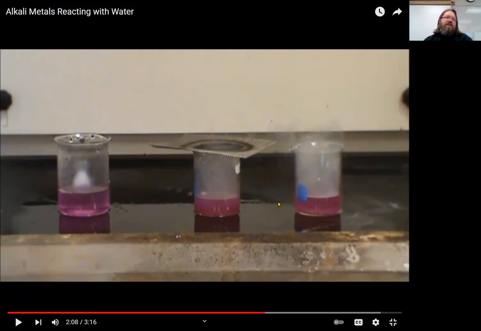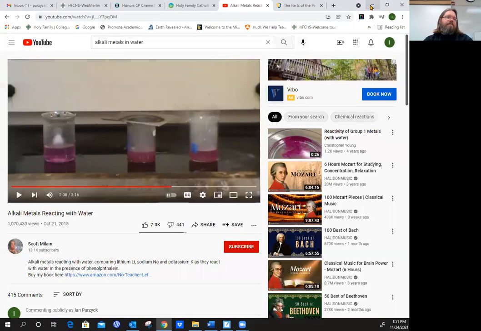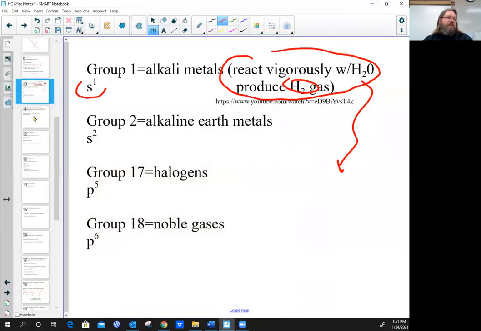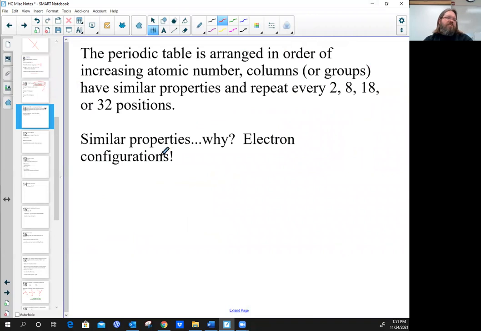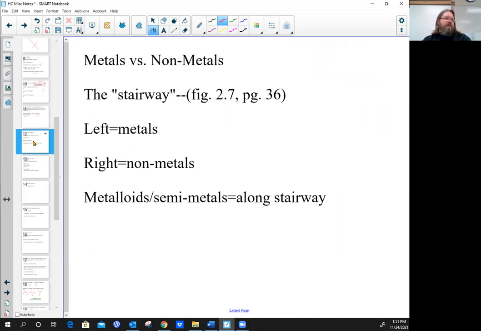All three of these have similar reactions, similar results, but the energy increases as you go down that column in the group 1 elements. Okay. All right, moving onward. So similar properties, and again, these similar properties just demonstrated by this little video clip are due to the electron configurations of those elements.